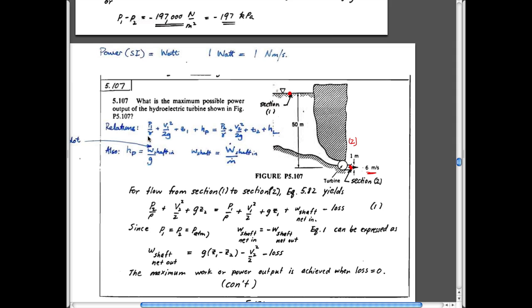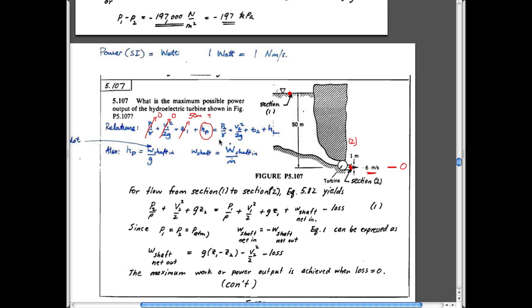So we write the Bernoulli equation. Upstream pressure is atmospheric, 0. Big reservoir assumption. Elevation, well, take this as 0. So this is 50 meters. This is what we don't know, I think.